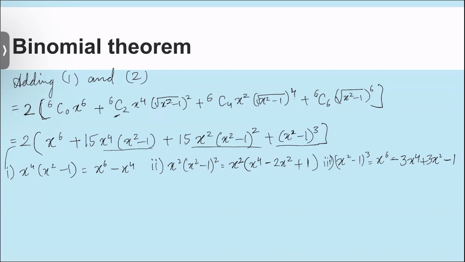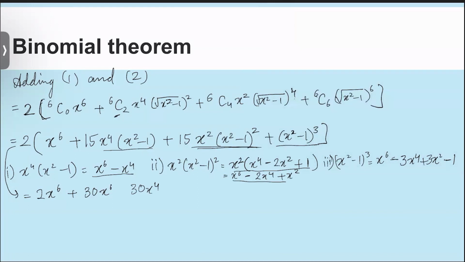Okay. So this is what we get. Now this part then becomes, taking 2 inside, 2x raised to 6. So 2 into 15 is 30. So this entire thing multiplied by 30. So you have 30x raised to 6 minus 30x raised to 4. Okay. Then you will have this. So this you can write as x raised to 6 minus 2x raised to 4 plus x squared. Okay. So substitute this here, and there will be 30 over here. Oh sorry, this was the previous one. So the minus sign remains over here.